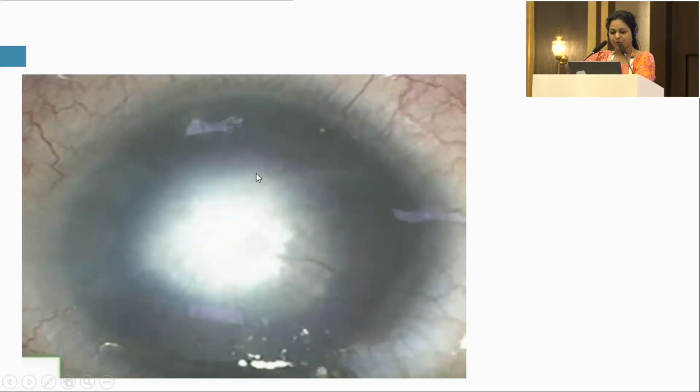This is another patient with corneal opacity and limbal stretching with high IOP who presented to us, and we took him for the EUA.